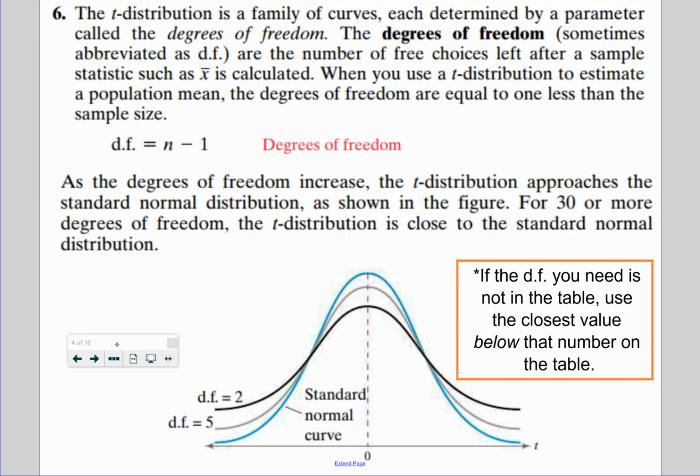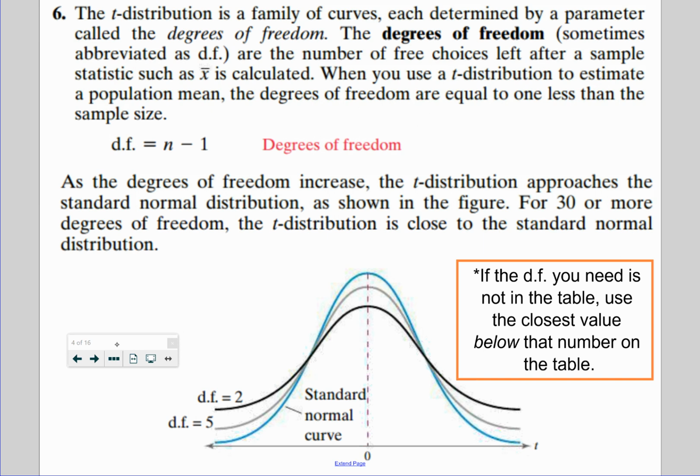Degrees of freedom. You need to write that down. Degrees of freedom is n minus 1. Degrees of freedom is what we're going to need to find in our table to be able to find our critical value of T. Degrees of freedom has to do with how many choices you have for each piece of your sample, where n is the sample size. We don't do a ton with degrees of freedom other than use it to find our T-scores.